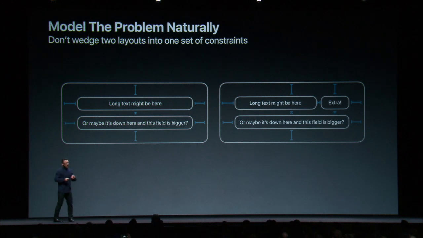So the overall advice is try to model the problem as directly as possible. Kasia is going to walk through this kind of case where you're switching between different layouts and show that a little more explicitly. But that's the general advice. Just use it in a natural way. It's better for both performance and for understandability.